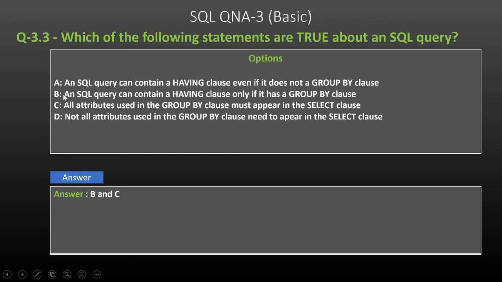So as you can see, these two are the correct answers: having must be used with the group by clause, and all the attributes in the group by clause must appear in the select clause. So that's the right answer.